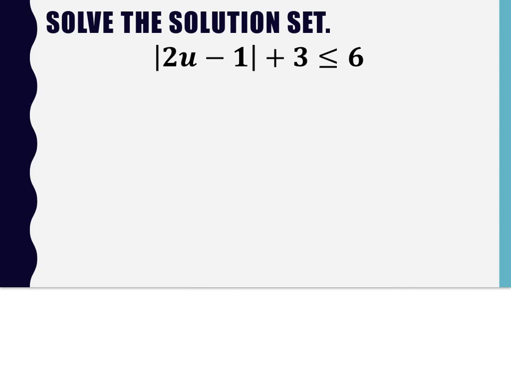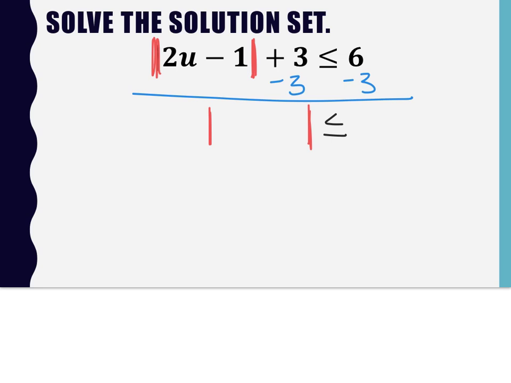The next one. Here we go, our last example. Remember, I need to get those absolute value bars totally by themselves, and right now they are not. So I want to subtract my 3 from both sides. So I still have my absolute value bars. When I subtract, my sign does not change. It equals 3 now though. And I have 2u minus 1. This says the absolute value of 2u minus 1 is less than 3.